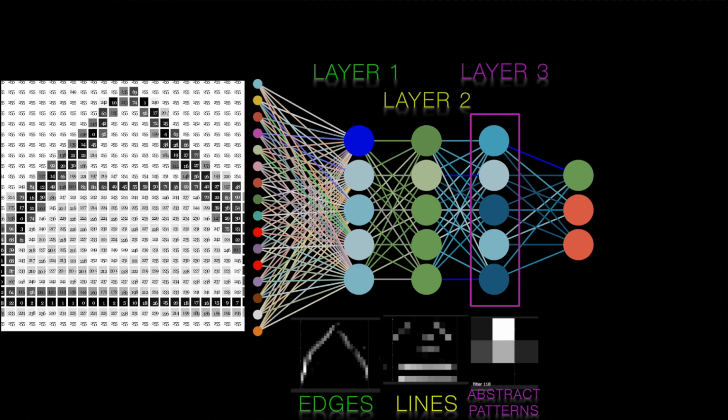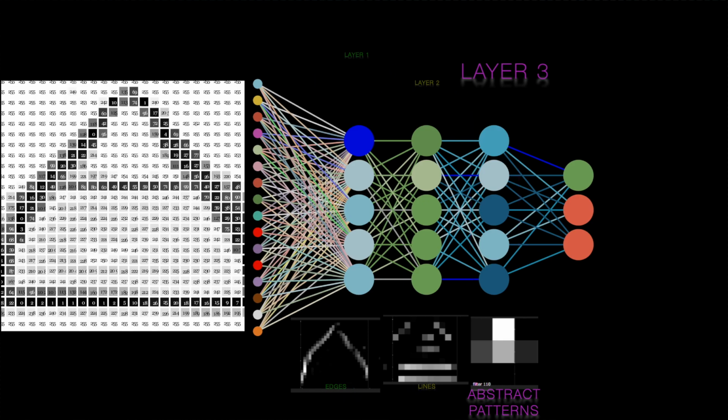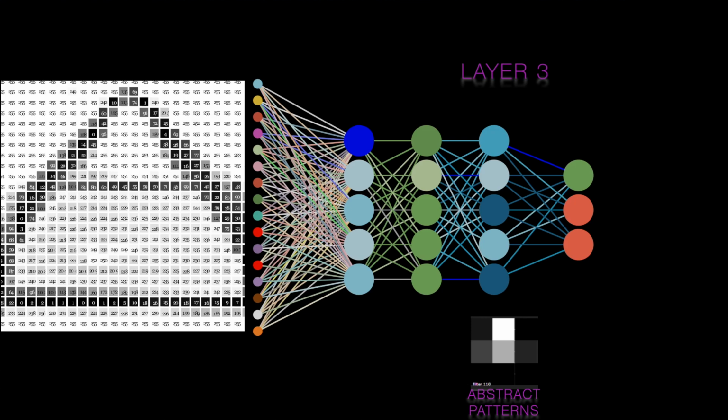While our edges and lines are relatively easy to interpret in the first two layers, these third layer feature maps are quite abstract, like monochrome Mondrian artwork. Later in this video, we'll present some tools that help us make more sense of these abstract patterns.